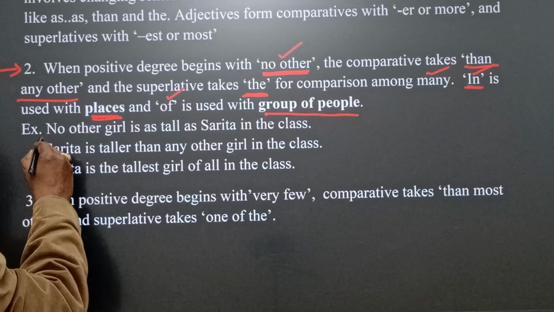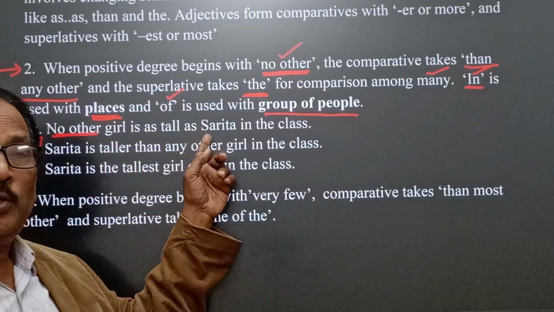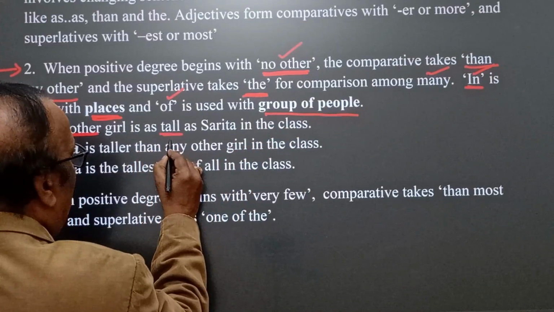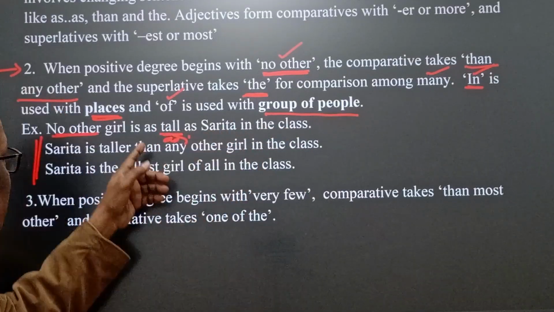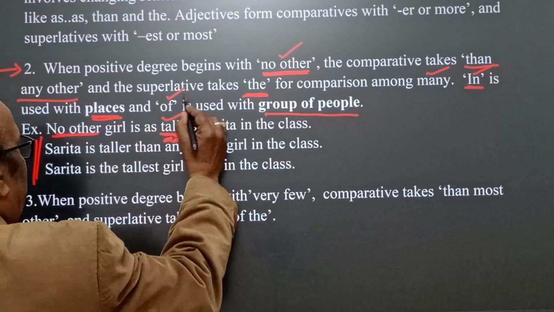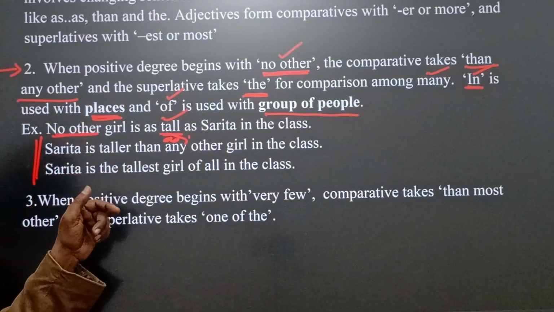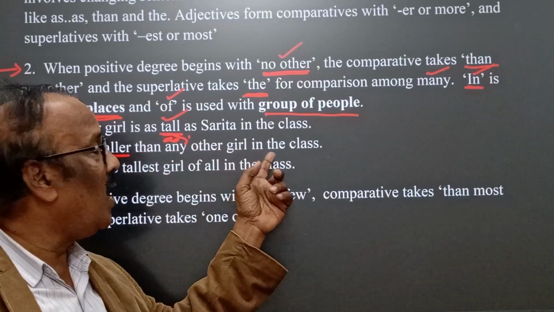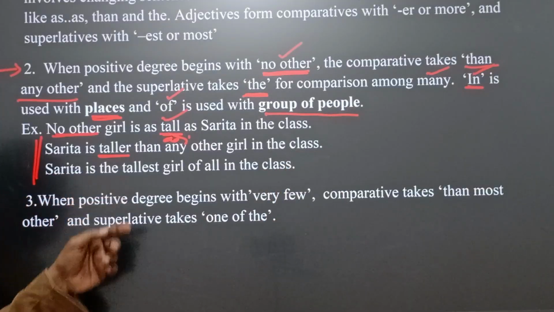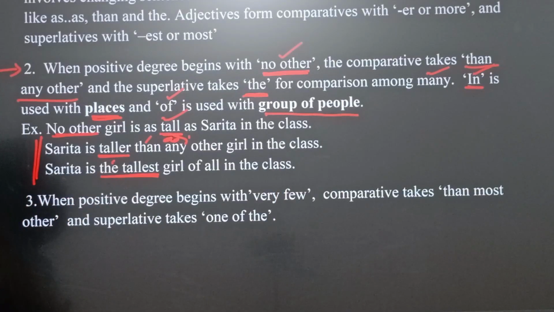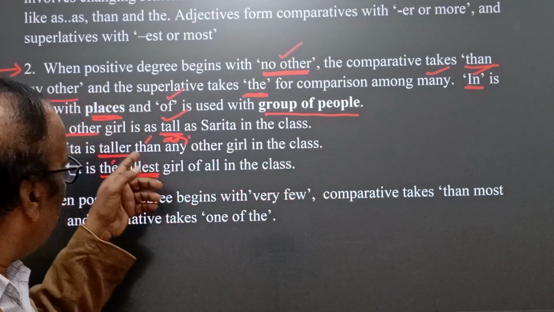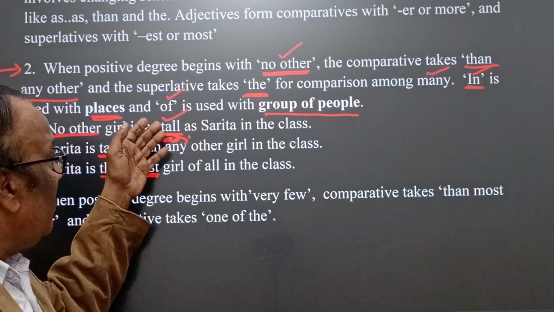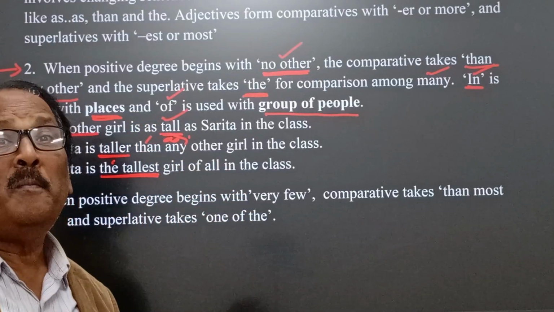Let's see in examples. No other girl is as tall as Sarita in the class. As plus adjective plus as: this is the adjective of positive degree. If we interchange, then we find: Sarita is taller than any other girl in the class. Sarita is the tallest girl of all in the class. If we study the interchange of three degrees of adjectives, we find there is no change in the meaning.